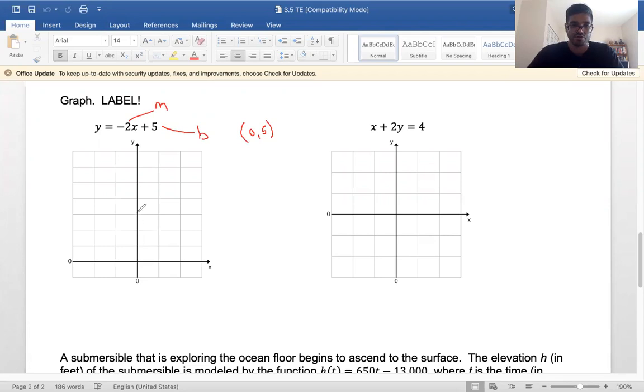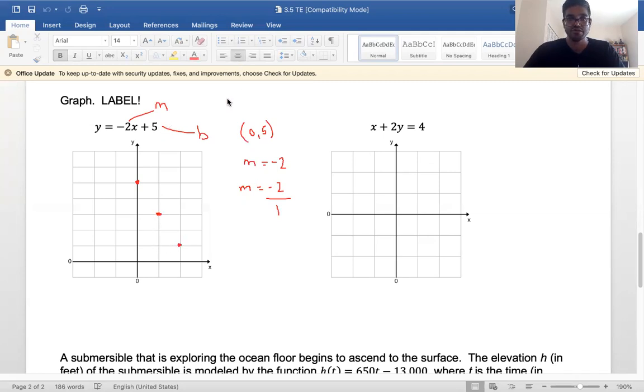0, 1, 2, 3, 4, 5. And now my slope is negative 2. If you want to write that as a fraction, you can write it as negative 2 over 1, if you want to see rise over run. So I'm not rising, I'm going down 2 and moving over 1. When I graph this, I'm going to start at my point, go down 2, move over 1. Down 2, over 1.